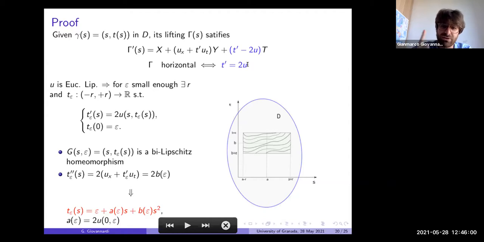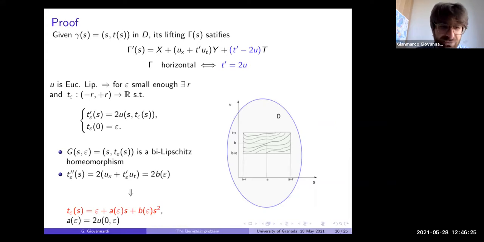So u now is a Euclidean Lipschitz function, so I can solve the Cauchy problem. I fix a small parameter epsilon that will be the initial data of our Cauchy problem, and I consider t prime epsilon equal to 2 times u along the curve. The Euclidean Lipschitz regularity ensures that we have a solution, and we can prove that this defines a bi-Lipschitz homeomorphism that will give us a change of variables, really useful in this context, and this change of variables we call G.